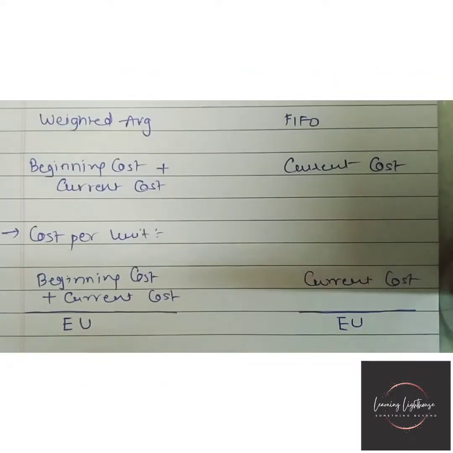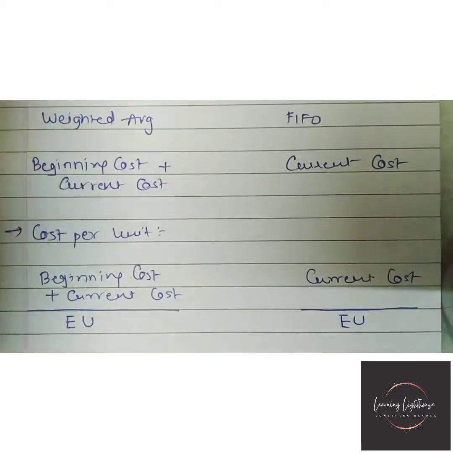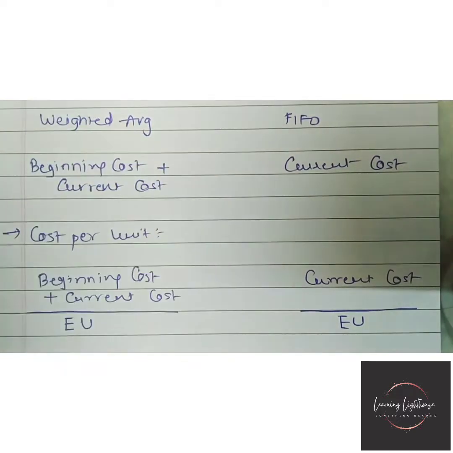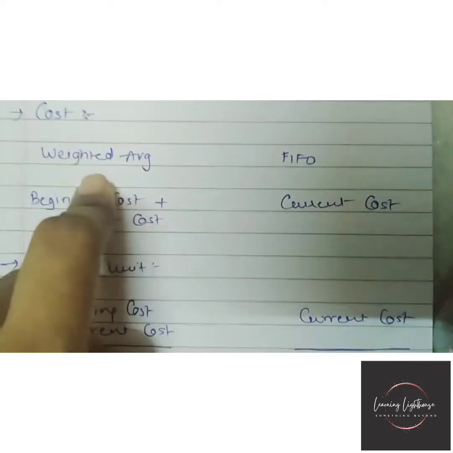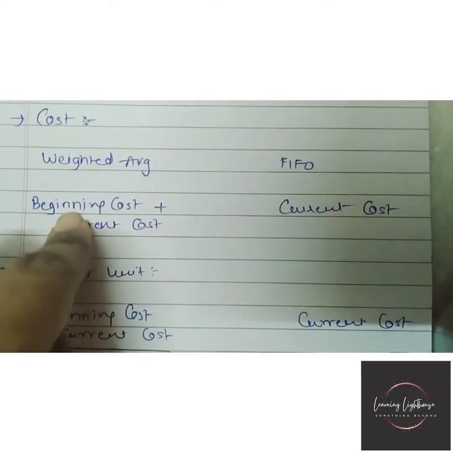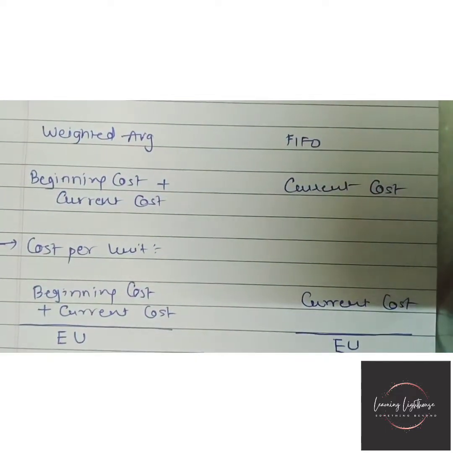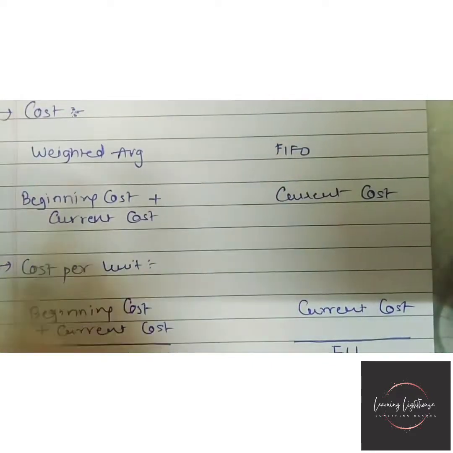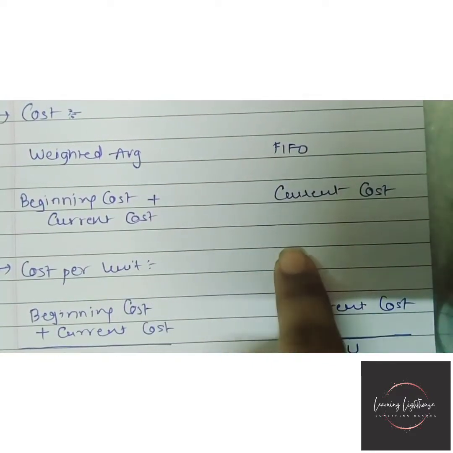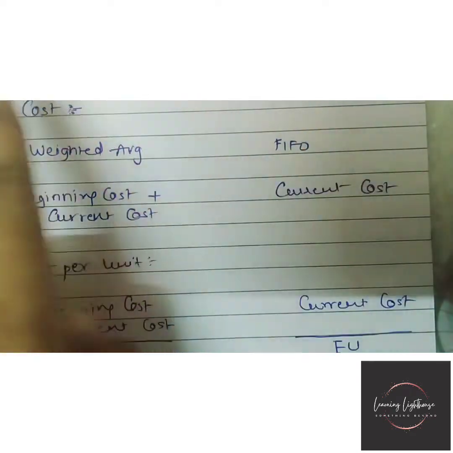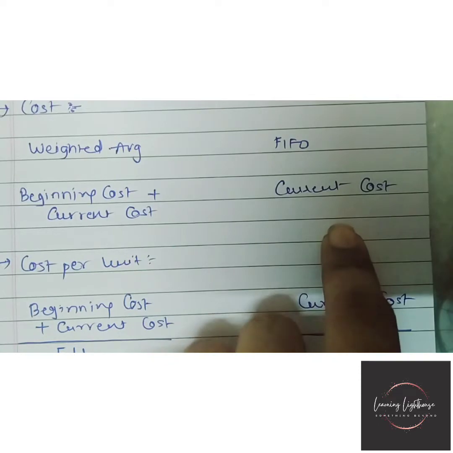Now the most important thing: after we have found the equivalent units of weighted average and FIFO, the next most important thing is finding the cost per unit. For the weighted average method, we are going to talk about the beginning cost plus current cost. Beginning cost also includes the prior period cost. Under the FIFO method we will only use the current cost. Even if the question gives the beginning cost, we are going to ignore it and focus on the current cost.